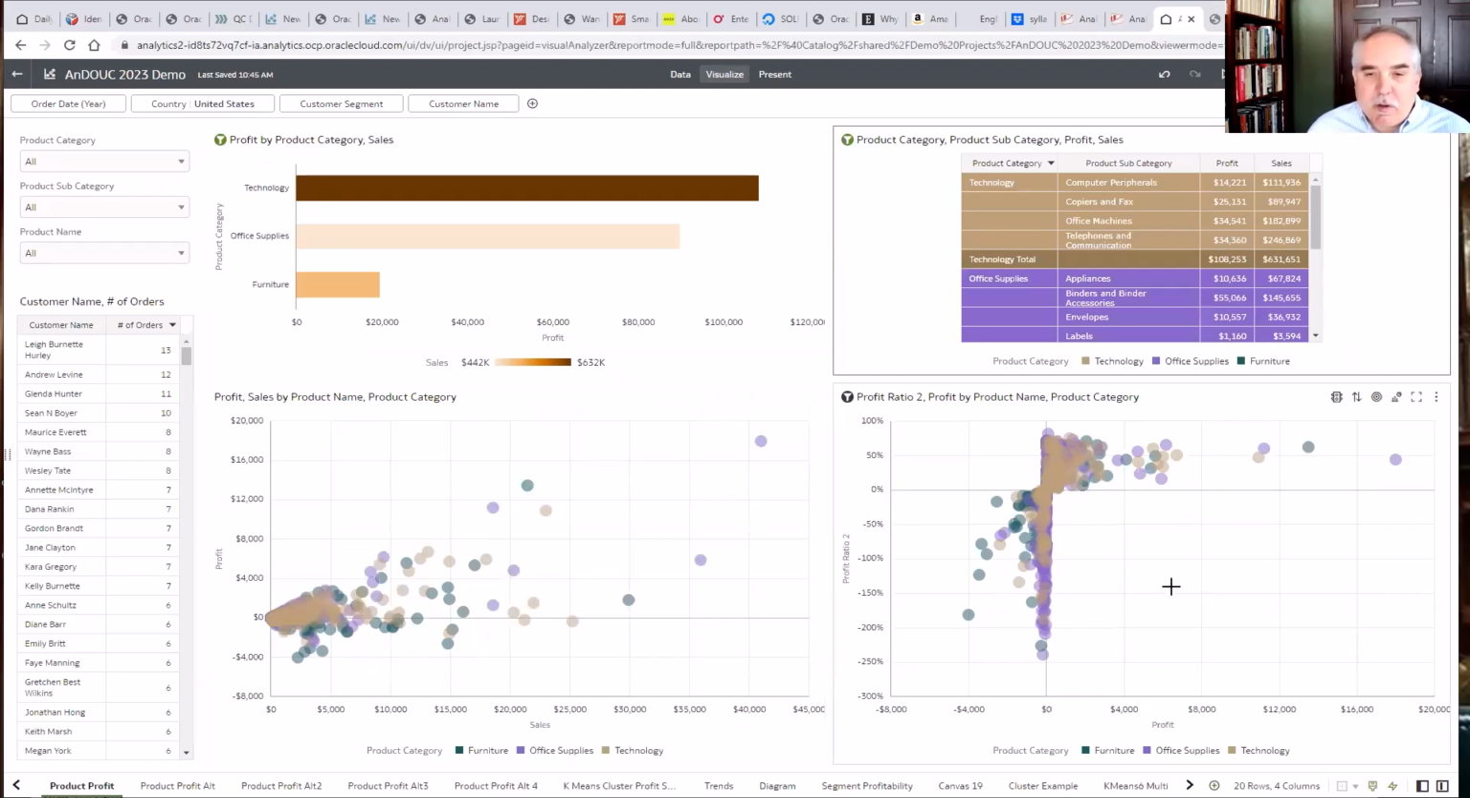And here we're looking at the profit ratio, or the profit margin, if you will, as it varies by profitability as a discrete amount, so that we can get a sense of how much profit these products are contributing, or in this case, negative profit, and then what that ratio is to sales.